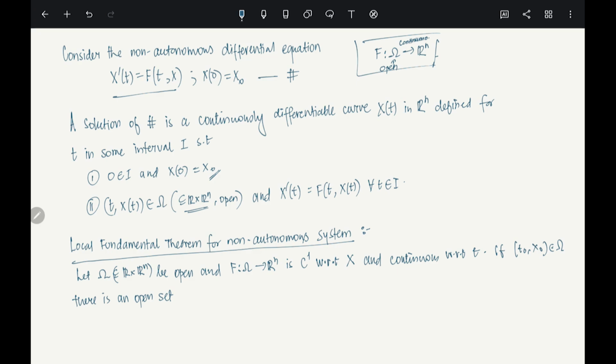Sorry, what am I writing? There is a small, let me put it this way. If (0, x naught) is in omega, then there is an open set containing it. If f is C1, then you will have a unique solution.